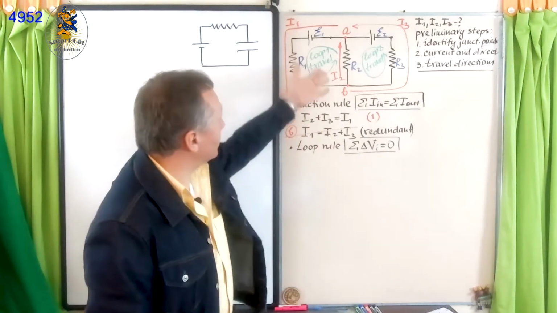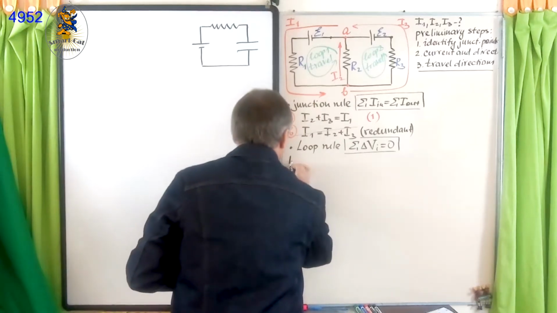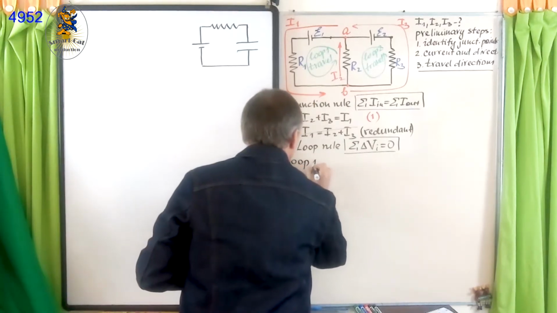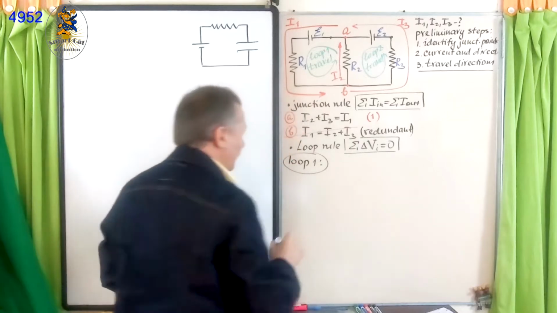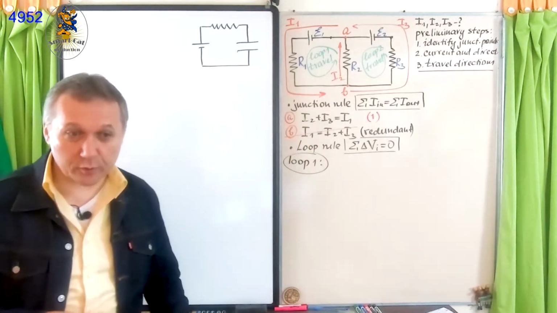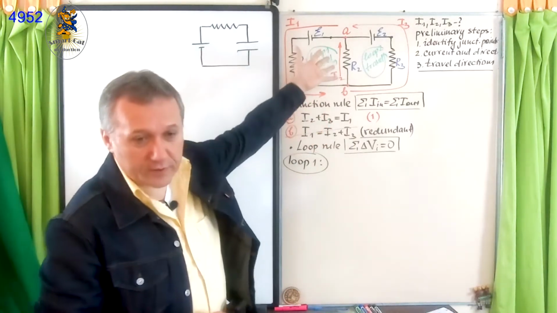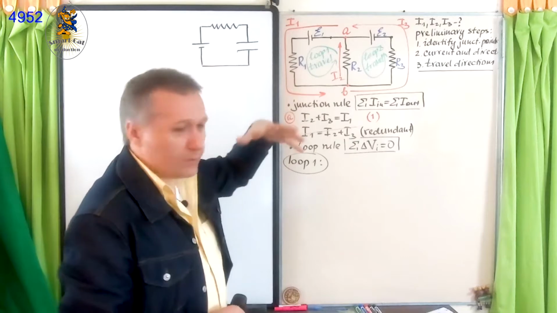So let's write it for loop number 1, right? So loop 1. So the first equation, oh, actually it will be the second, but the first from the loop rule, using the loop rule. Okay, we have all the steps on the picture, right? I mean, all the information.